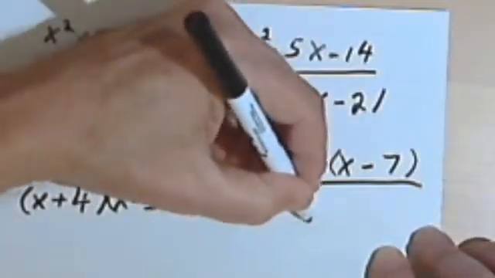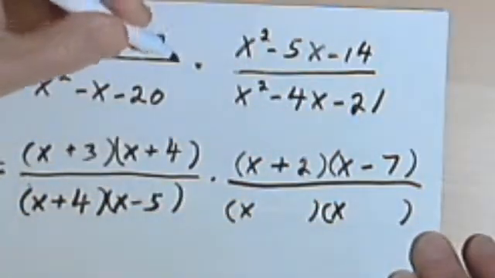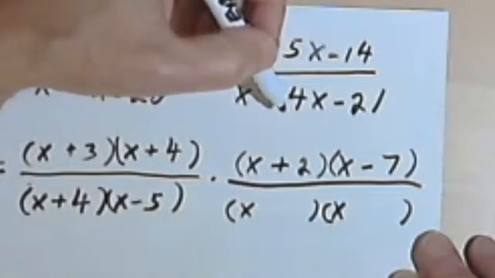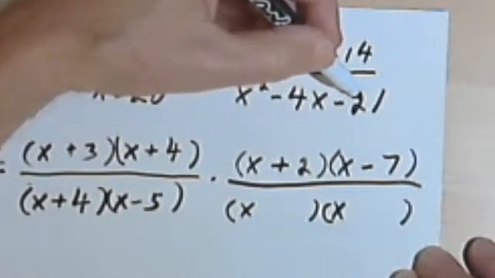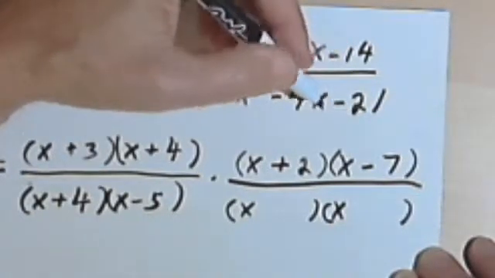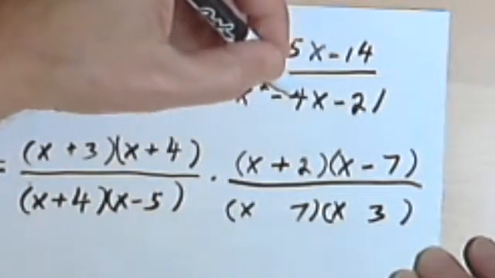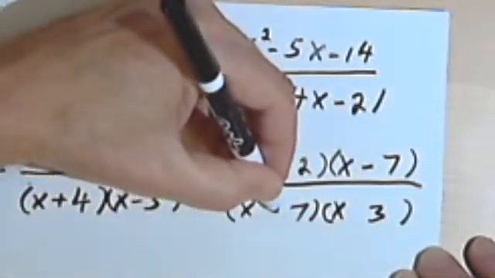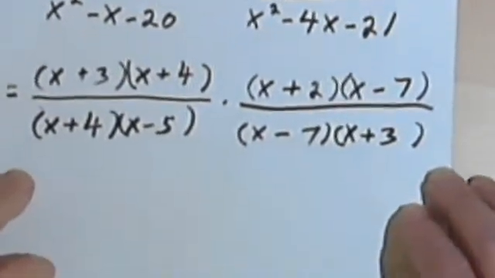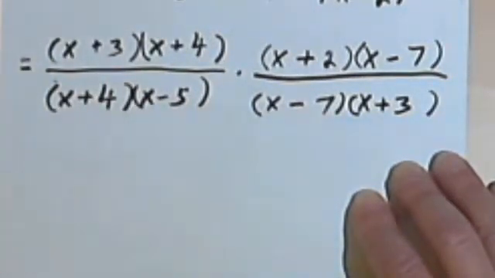And now I've just got the denominator of this fraction. And let's see how I factor that. The signs are different, so I'll have one positive and one negative sign. And my third term is negative 21. So I'm going to make negative 21 with a 7 and a 3, because I want to get to a negative 4. It's my middle term. And that means the 7 is going to be negative and the 3 is going to be positive. Okay, so now I've got a completely factored version of the original polynomials.